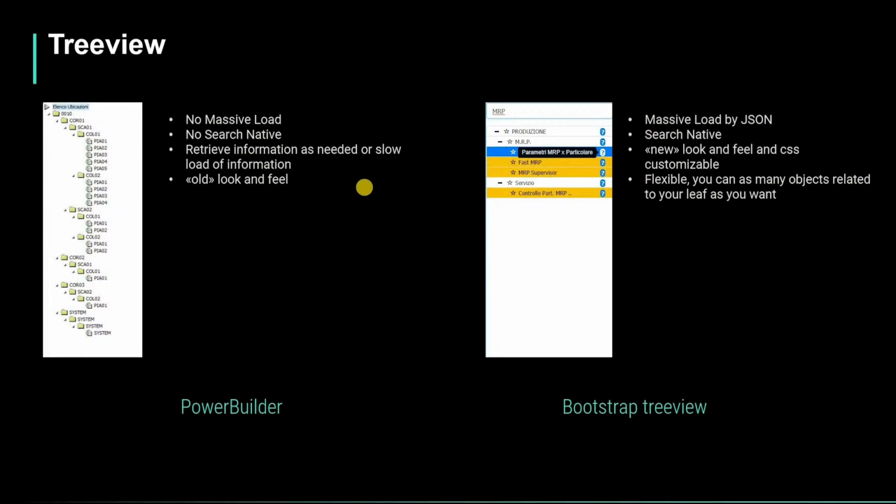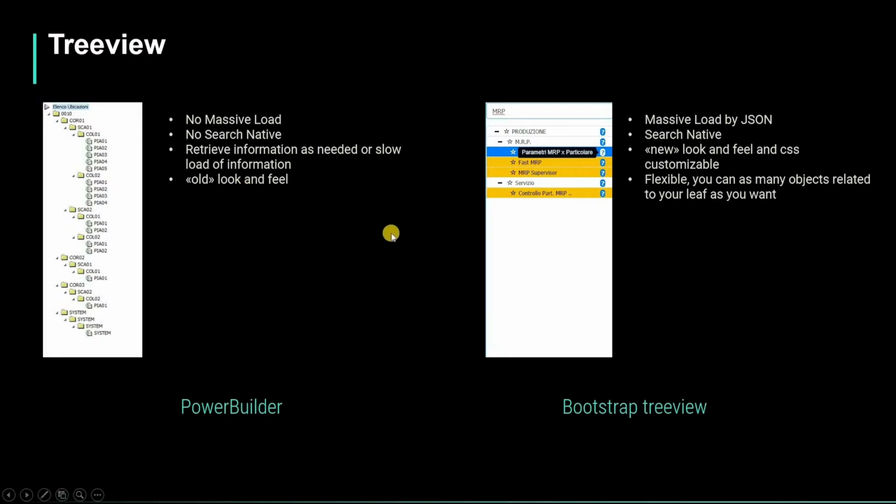The other example is about treeview. The PowerBuilder treeview has no massive load, there's no native search, you have to retrieve information as needed, or the retrieve is very slow, because you have to do a recursive search on your data. Moreover, the look and feel is quite old.